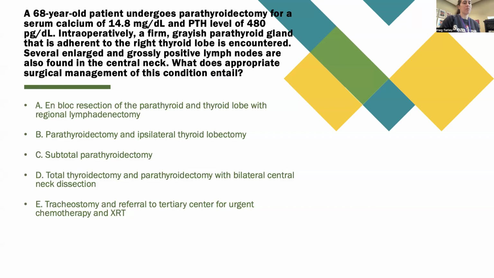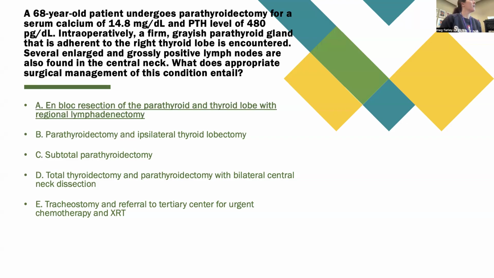So you want to use en bloc resection with regional lymphadenectomy. The options: parathyroidectomy with ipsilateral thyroidectomy, subtotal parathyroidectomy, total thyroidectomy, bilateral lymphadenectomy, or parathyroidectomy with lobectomy and regional lymphadenectomy.